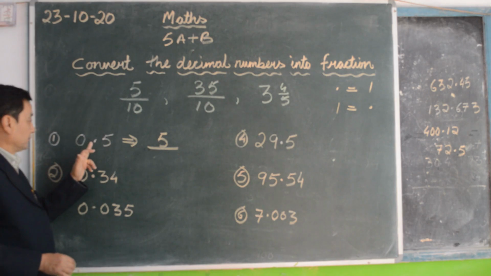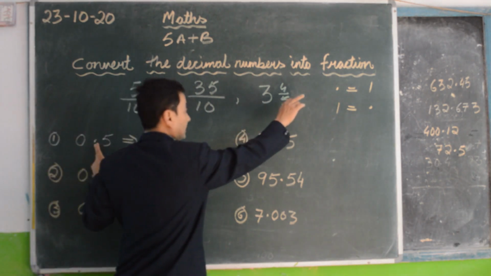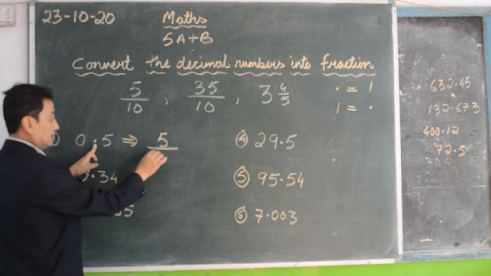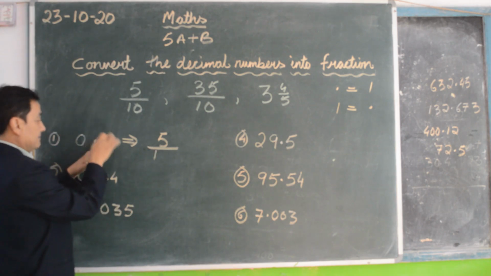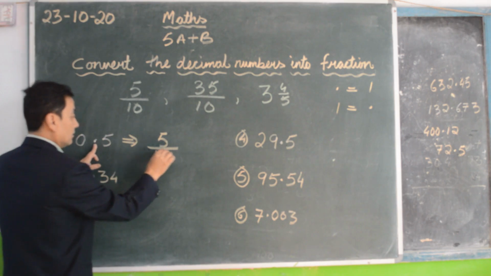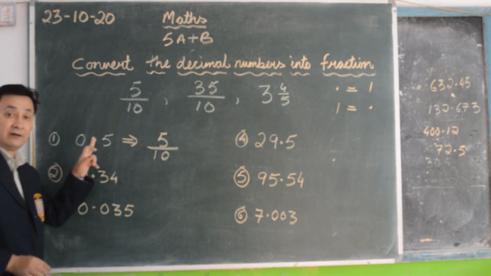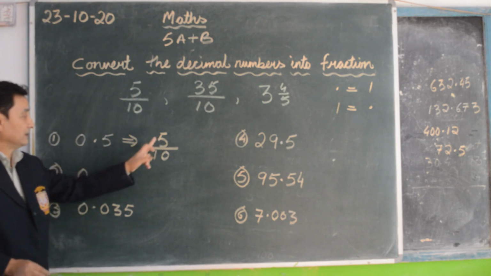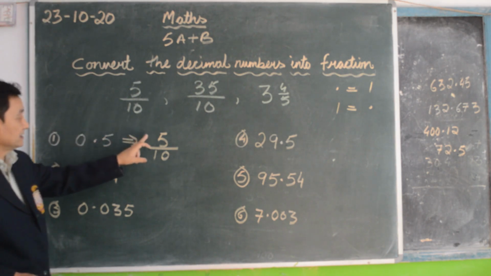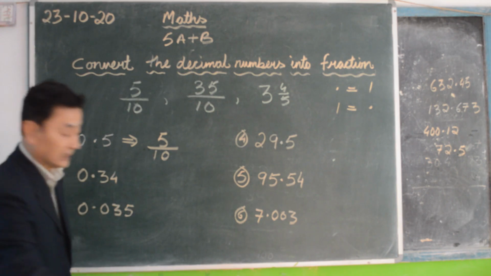Now, put your finger on decimal point. I have told you that decimal point will change into 1. So put your finger on decimal 1. How many numbers after decimal point? 1 number. So add 1, 0. So what is the place value of 5 here? 5 tenths. So we got, when we convert the decimal number into fraction, it is 5 upon 10 or 5 tenths.